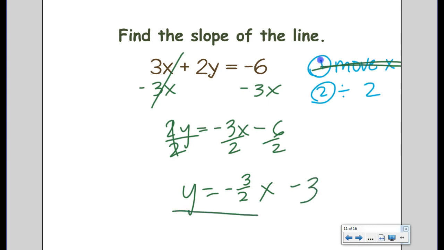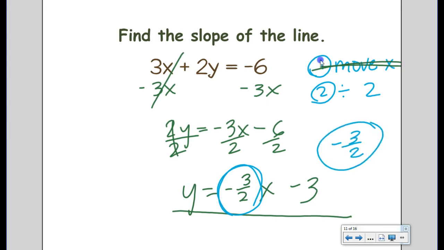What is the slope of that line? Negative 3 over 2. It's whatever's in front of the x. Whatever's sitting right here, you don't even have to touch your calculator. That is the answer. You just have to solve for y.